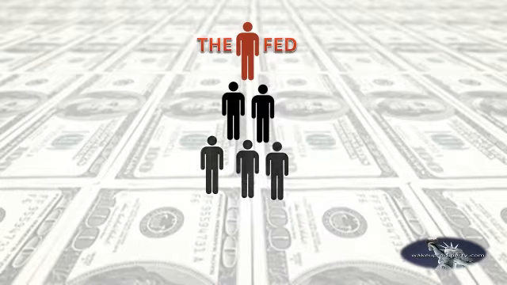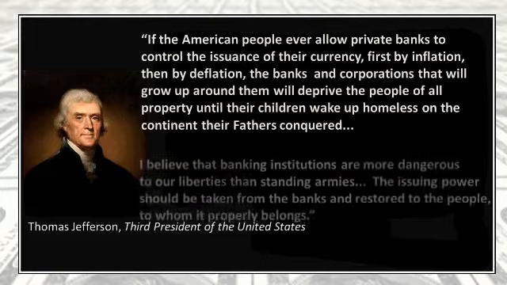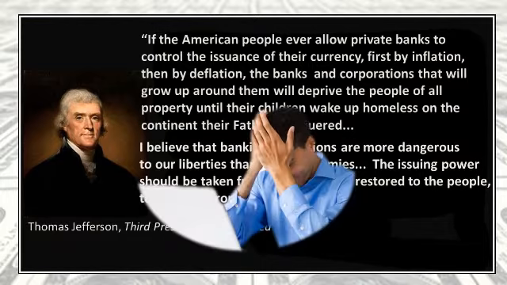It had been noted that Thomas Jefferson had warned the American people about this very situation, wherein he said, if the American people ever allowed private banks to control the issuance of their currency, first by inflation, then by deflation, the banks and the corporations that will grow up around them will deprive the people of all property until their children wake up homeless on the continent that their fathers conquered. I believe that the banking institutions are more dangerous to our liberties than standing armies. The issuing power should be taken from the banks and restored to the people to whom it properly belongs. Are we feeling the consequences that Thomas Jefferson had warned us about?